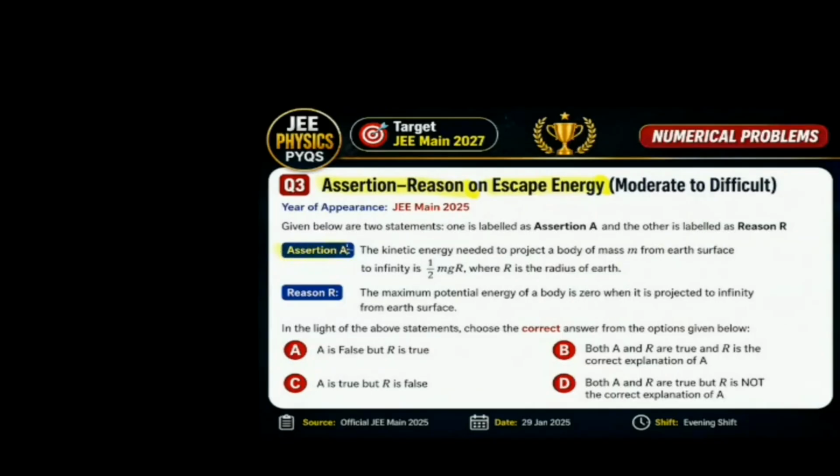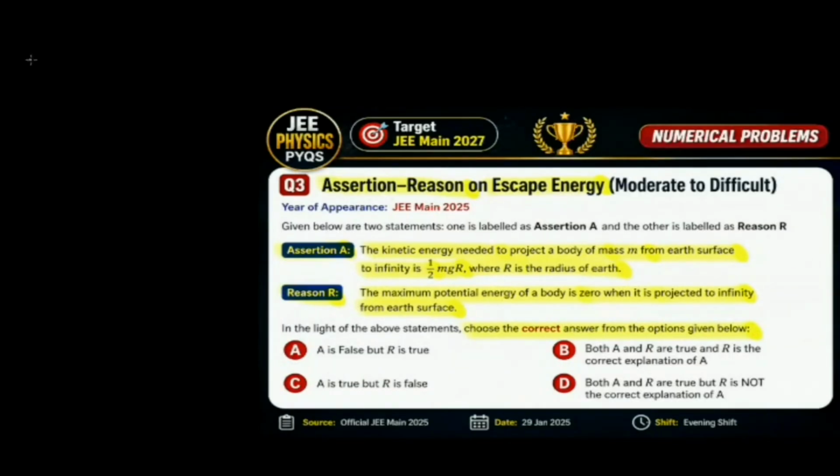Assertion A says the kinetic energy needed to project a body of mass m from Earth's surface to infinity is half mgr, where r is the radius of the Earth. Reason R says the maximum potential energy of a body is zero when it is projected to infinity from Earth's surface. We have to choose the correct answer from the options given below. Let's check both statements one by one.